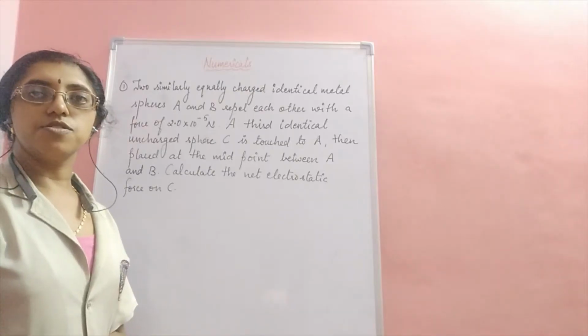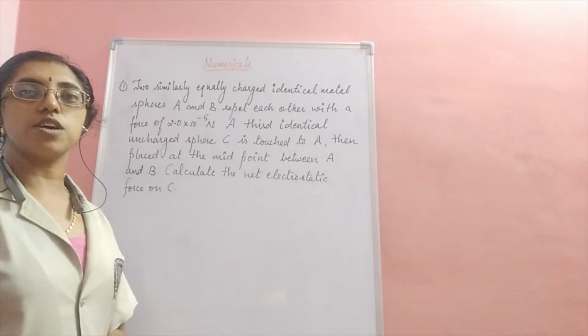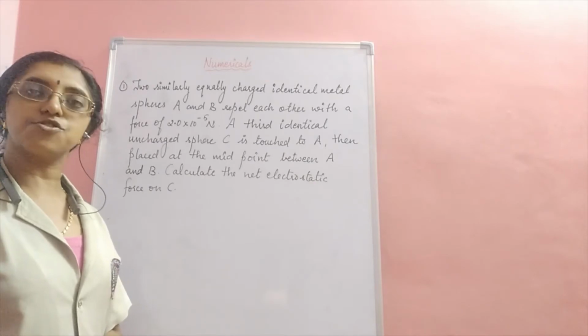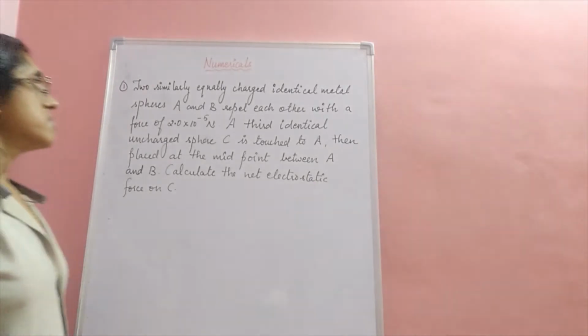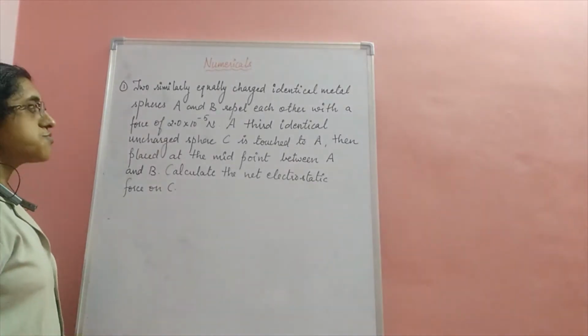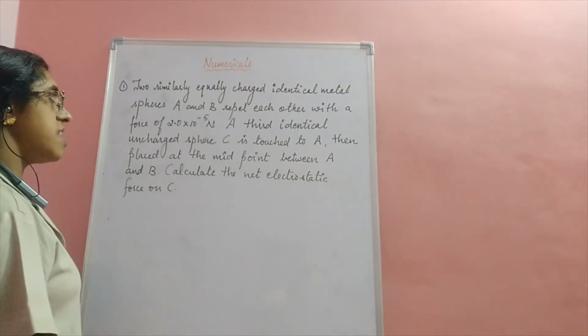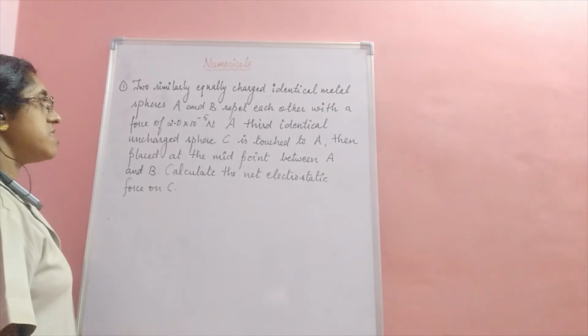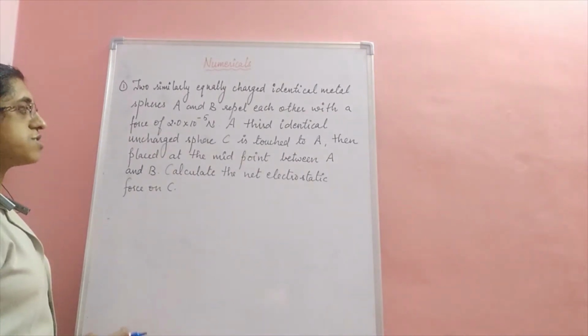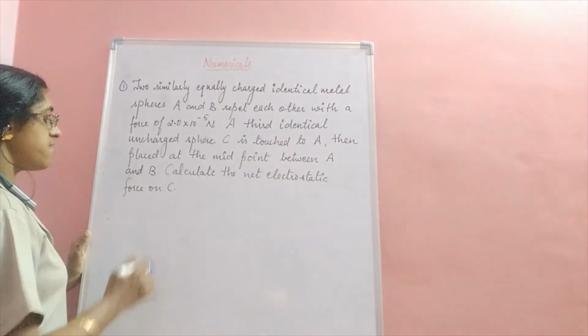Good morning, dear students. Today we are going to start with the numericals on electrostatic force. Here we have two similarly, equally charged identical metal spheres A and B, which repel each other with a force of 2 into 10 to the power of minus 5 Newton.